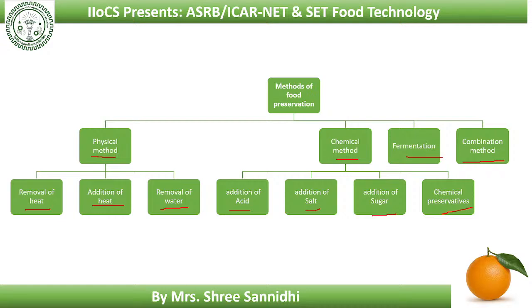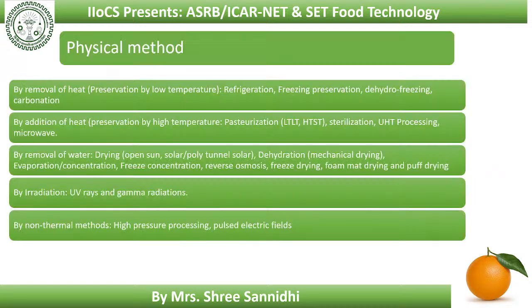Okay, let us see more about this. The examples of each type of preservation methods. First one is physical method. So in physical method, by removal of heat, we can preserve the food by using low temperature methods. So low temperature is basically you remove the heat from the food in order to get that low temperature.